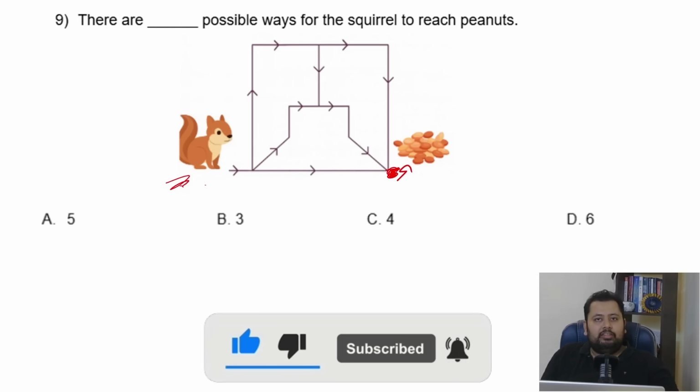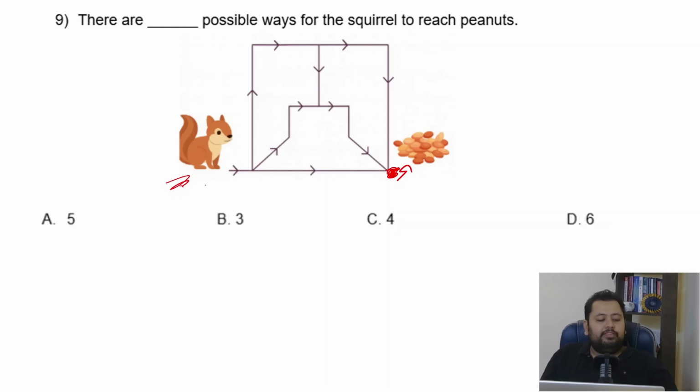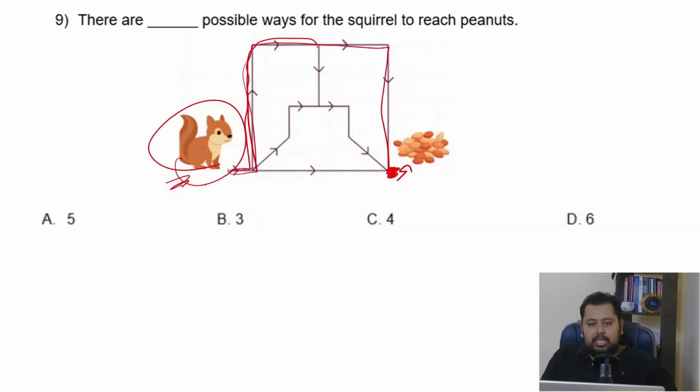Great. I hope you have solved the question before looking at the solution. Let's find out how many possible ways there are for the squirrel to reach the peanuts, right? So one is this one. This is the straightforward one. So it takes this path. The second path is if it goes like this and then takes this path. So that is 2. The third path is this one, right? So this is third and this is a straightforward path, that is 4. So there are a total of 4 possible ways for the squirrel to reach the peanuts.